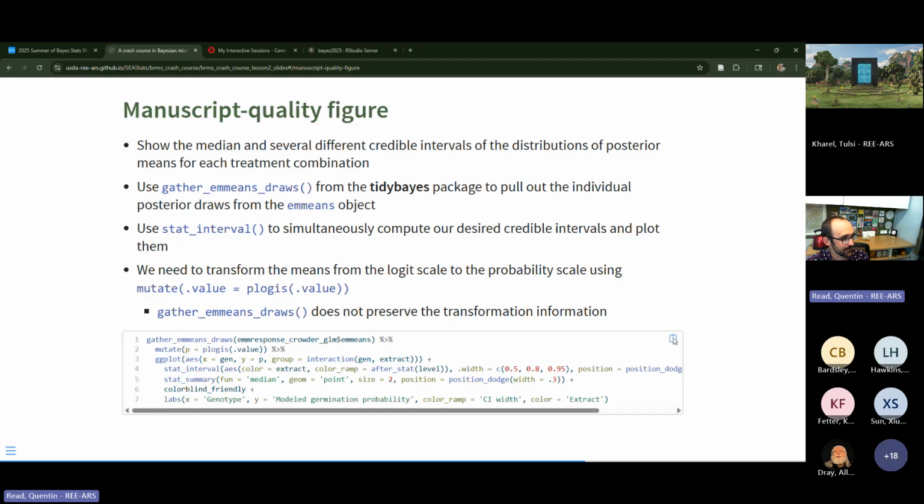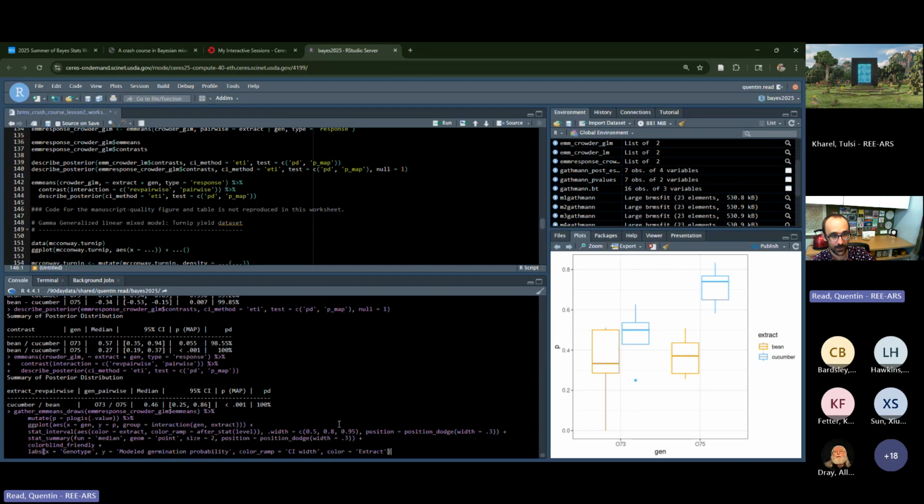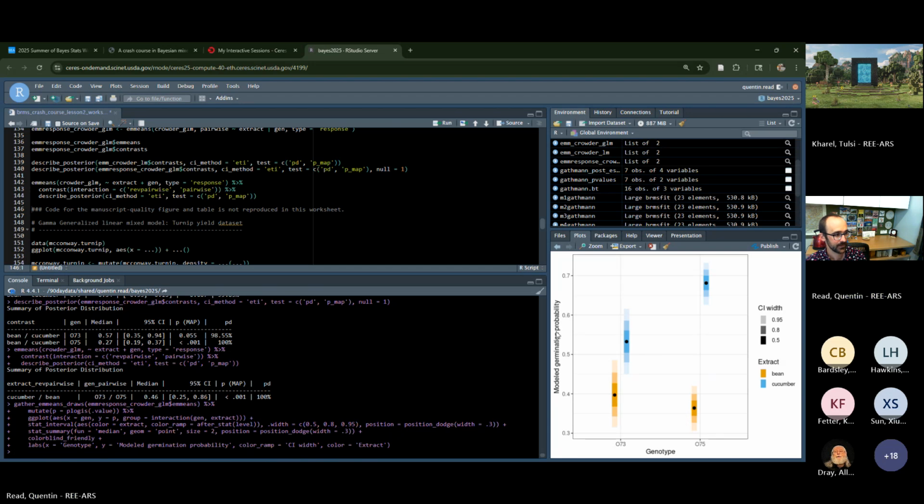I'll copy and paste the code in the console so you can see what that looks like. Again, I won't go into the details of how it was created, but this is just an example of what a figure showing the model predictions would look like. So you can see here the black dots are the median, and then I put different credible intervals using different color shading around each mean. So you can see that here are the model predictions. And you can see how the difference for one genotype is much bigger than the other. And again, this jibes with what we saw from looking at the data.